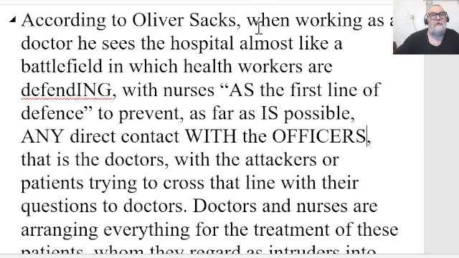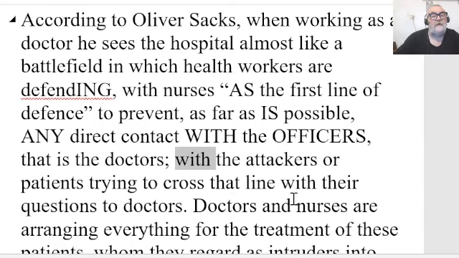According to Oliver Sacks, when working as a doctor, he sees the hospital almost like a battlefield in which health workers are defending, with nurses as the first line of defence to prevent, as far as is possible, any direct contact with the officers. Break here. That is the doctors. And then make this a different sentence, because I think that's enough. Semicolon, if you like.